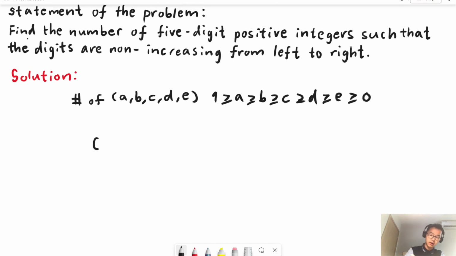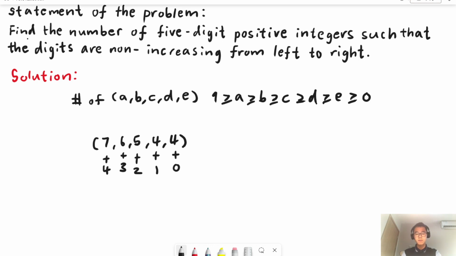Say, for example, you have an ordered pair where the digits are not distinct. Say 7, 6, 5, 4, 4. Okay, say that I added 4 here, I added 3 here, I added 2 here, I added 1 here, and then I added 0 here. Then I could transform this old ordering into the new ordering 11, 9, 7, 5, 4. Okay, originally these two 4s were not distinct, but now they're distinct because one turned into a 5 and the other is still a 4.